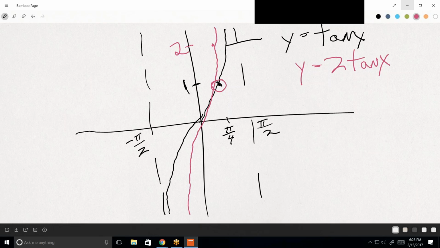It's going to make it narrower. It's going to have a similar effect as a horizontal shrink. And in the problem you gave me, it had both. It had a horizontal shrink by a factor of 3 and a vertical stretch by a factor of 2.